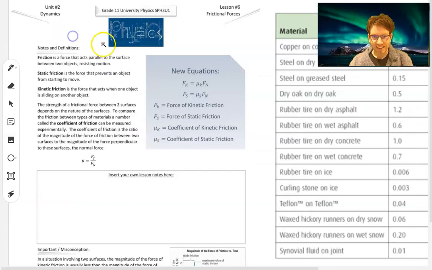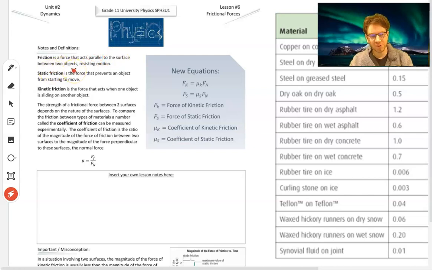Okay, so today's lesson is lesson number 6 on frictional forces. I'm going to teach you about two different kinds of frictional forces that we're going to be learning in grade 11. One is static friction, and the other one is kinetic friction. So first, friction. Friction is a force which is always going to be parallel to the surface between two objects.